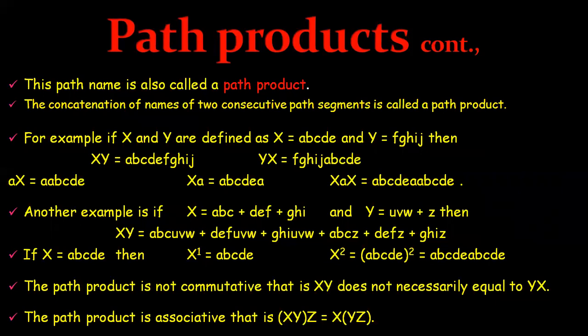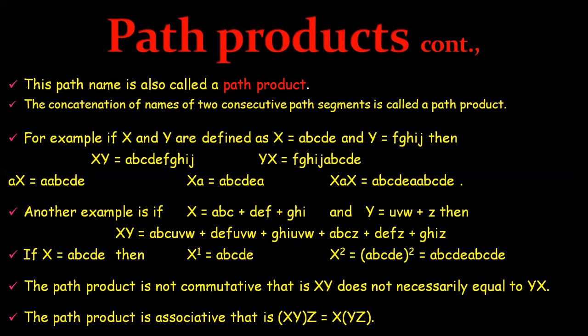So here the name of the path or the path segment that is going to correspond to those links is expressed naturally by concatenating those link names. Okay, so the concatenation of names of two consecutive path segments we call a path product.